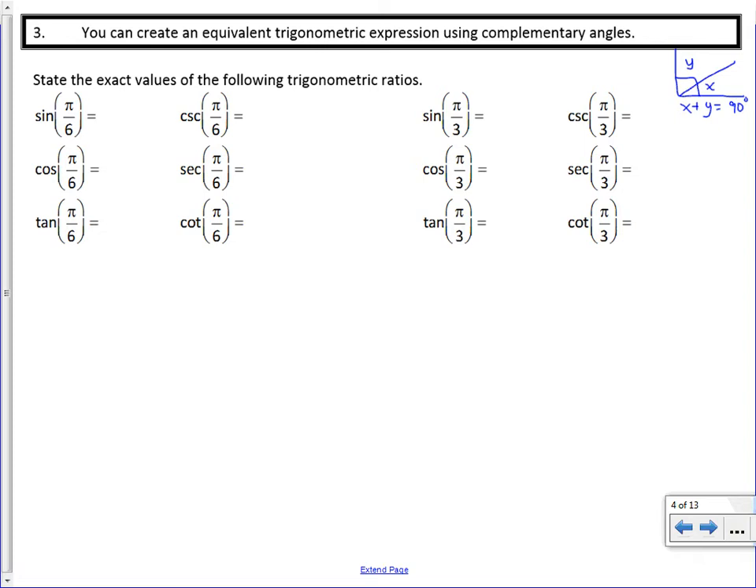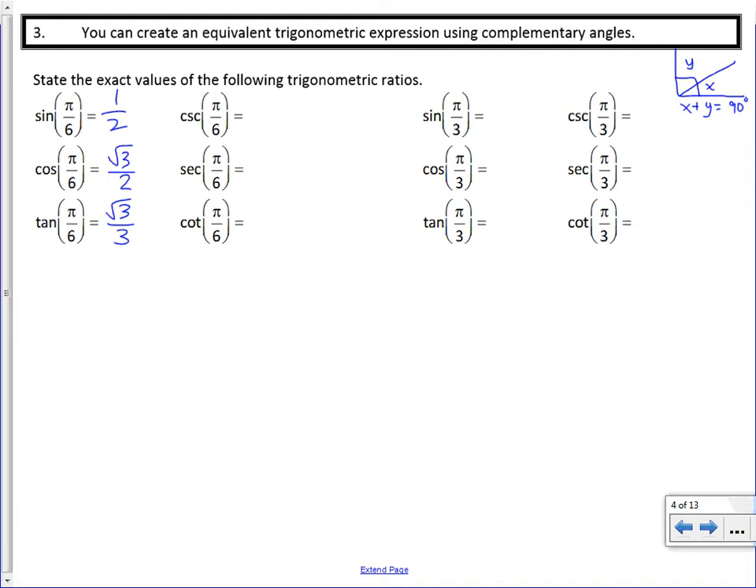Okay, so pi over 6. For pi over 6, what are the values of sine pi over 6 and cosine pi over 6? Let's start with sine. Sine pi over 6 is half. Good. Cosine pi over 6. Good. And tan is going to be sine over cosine, or simplified, root 3 over 3.